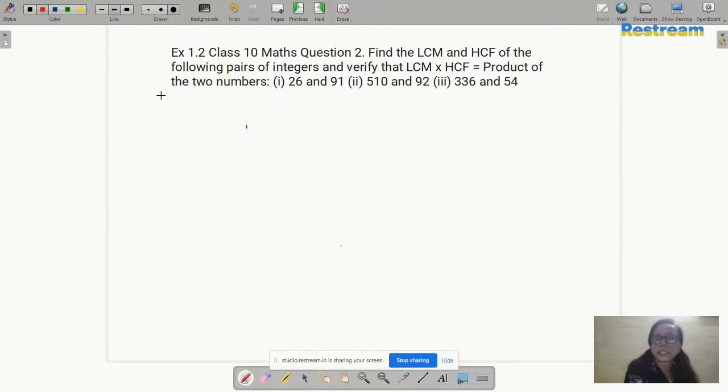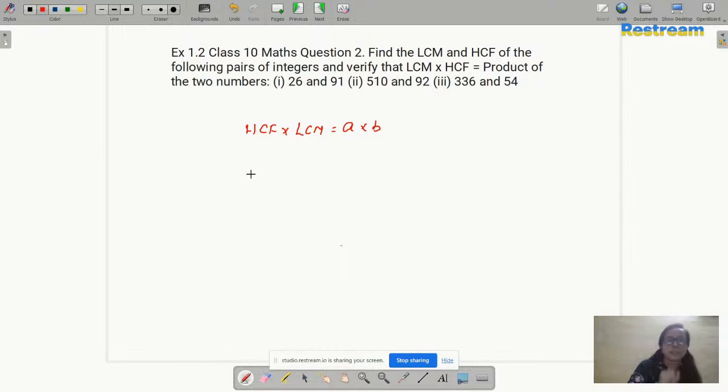HCF of two numbers into LCM is equal to the product of the two numbers. That means if one number is A and another number is B, then HCF into LCM is equal to A into B. This relationship you have to learn. Without understanding the concept, you cannot study this formula.